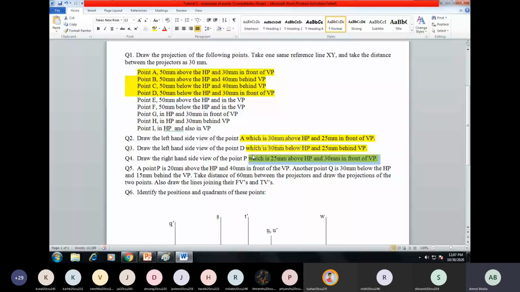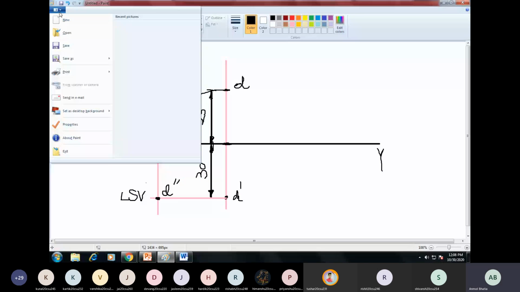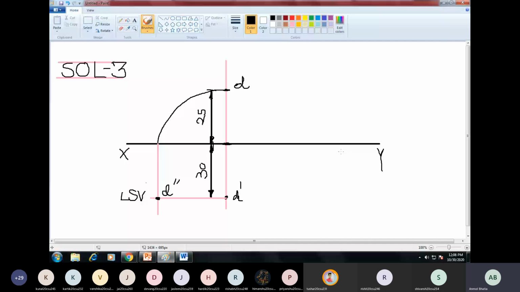ठीक है, क्योंकि फर्स्ट एंगल प्रोजेक्शन में उल्टा हो जाता है ना, राइट साइड व्यू विल अपीयर ऑन द लेफ्ट एंड लेफ्ट साइड व्यू विल अपीयर ऑन द राइट. ठीक है, तो बनाने की कोशिश करते हैं इसको. If you want, you can take the screenshot of solution 3 also, and later you can share it to the group.